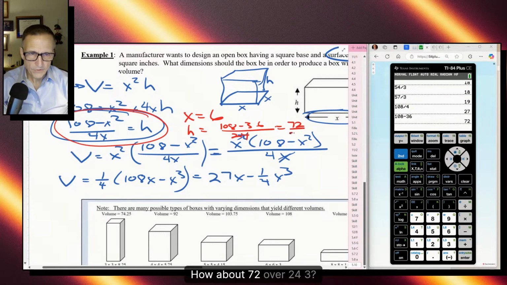So how about 72 over 24? 3. So those are our dimensions. It's going to be 6 by 6 by 3.